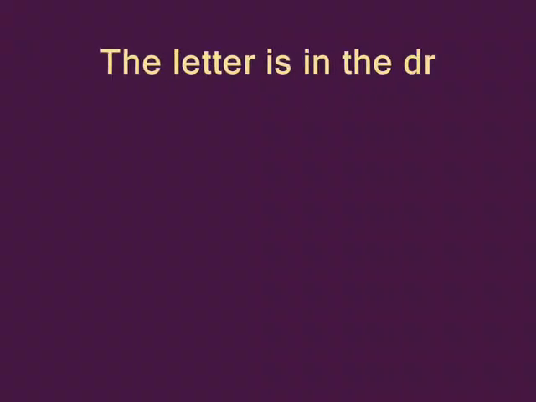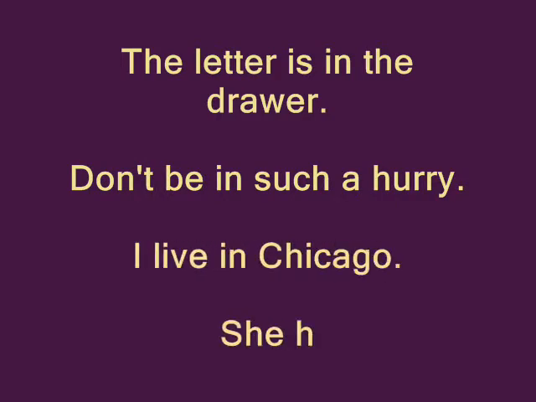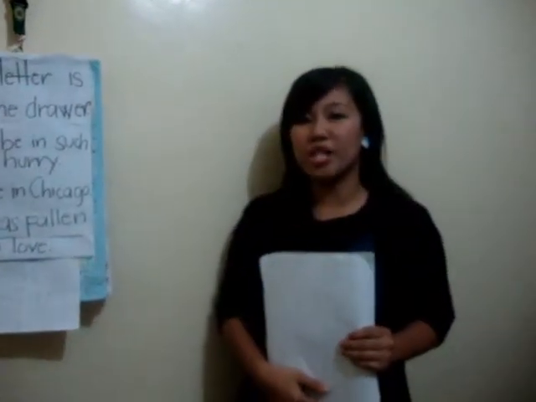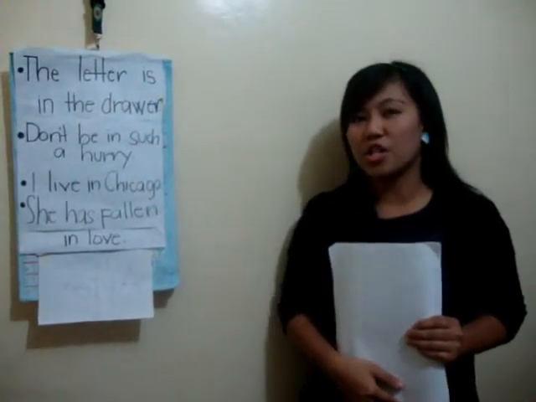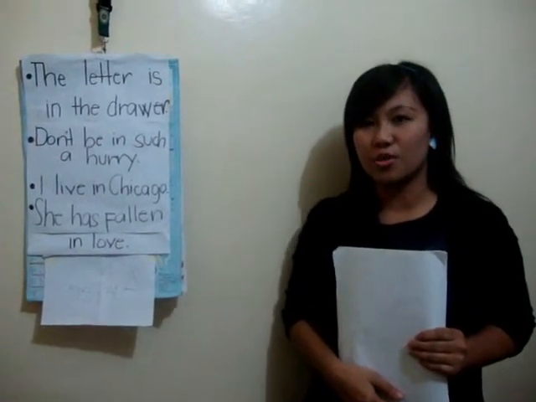For example, the letter is in the drawer. Don't be in such a hurry. I live in Chicago. She has fallen in love. As you can see, the preposition in is used in different situations. However, its meaning is dependent on the context it is used in.